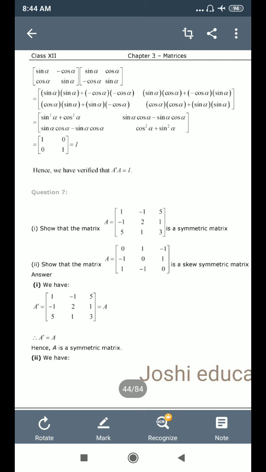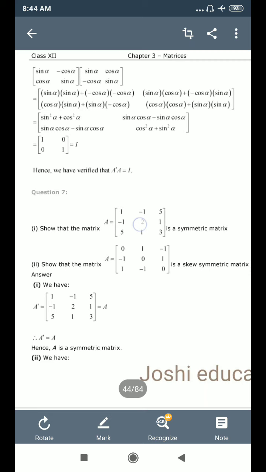And in this way, you can prove it is equal to identity matrix. Question number 7. Show that this matrix is a symmetric matrix. So, definition of symmetric matrix is if A transpose is equal to A, the given matrix is symmetric. So, what to do? You take its transpose.